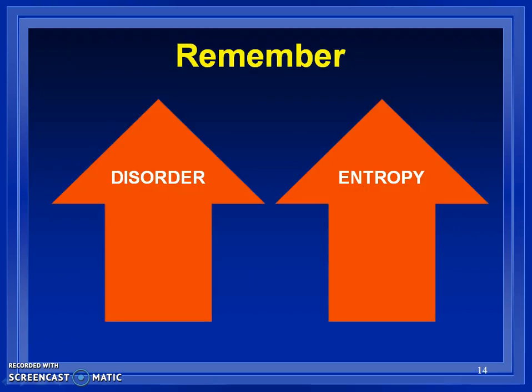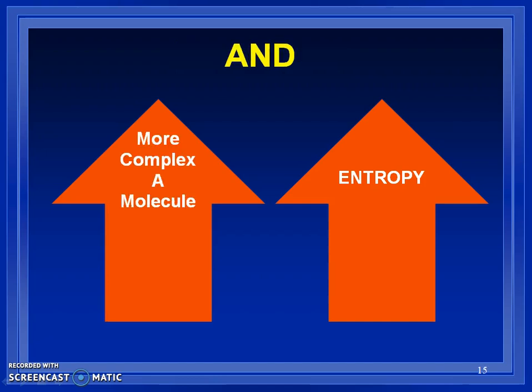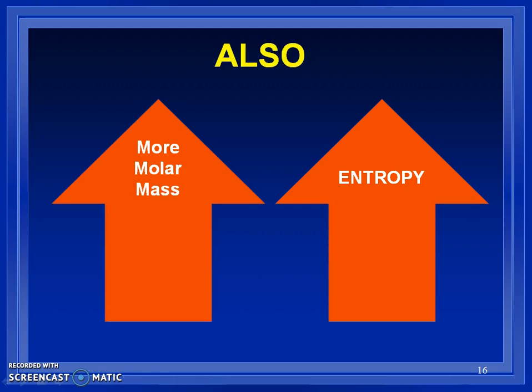We want to remember, again, disorder. An increase in disorder is an increase in entropy. More complex of a molecule, more entropy, more disorder. More molar mass, more disorder, more entropy. It increases as we increase molar mass.